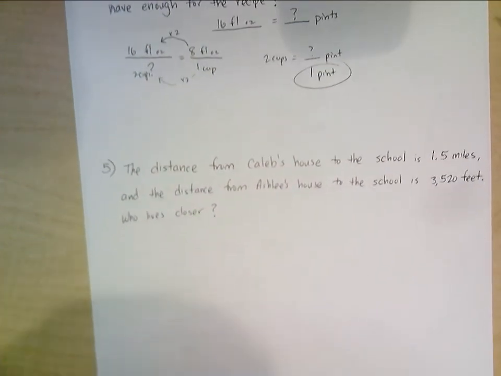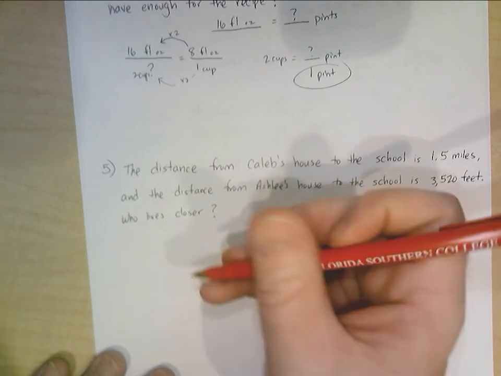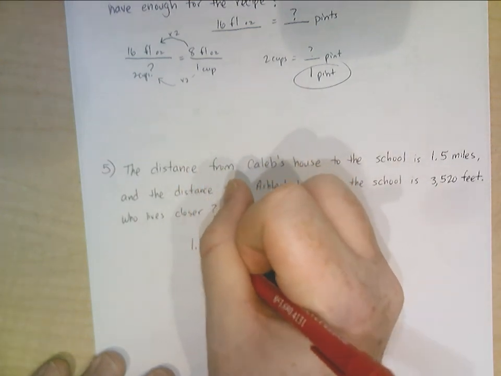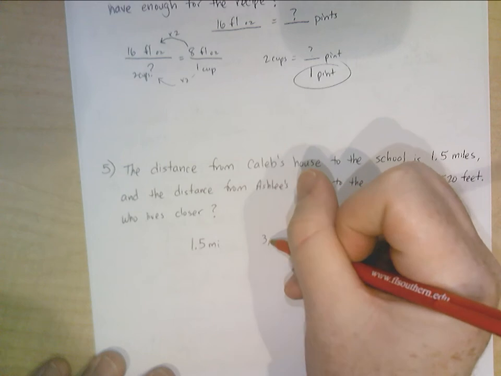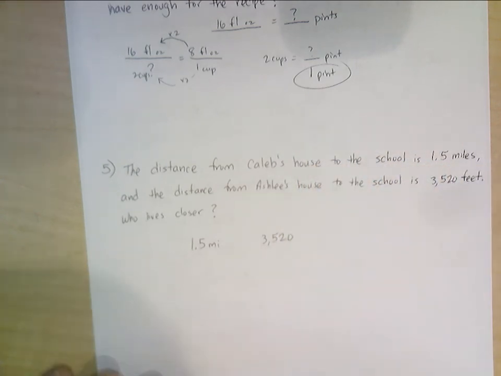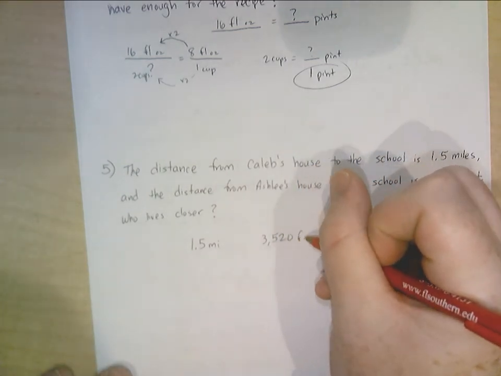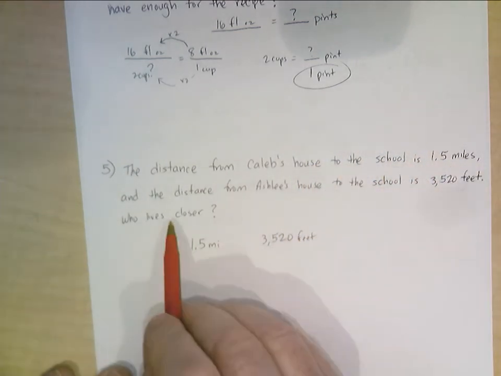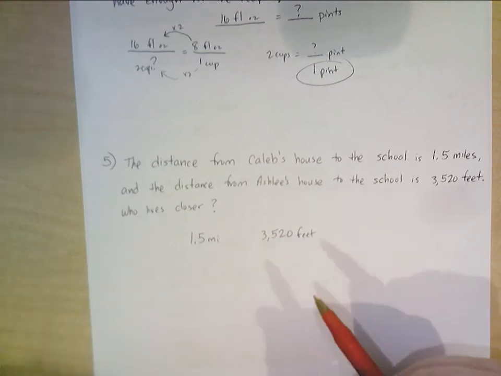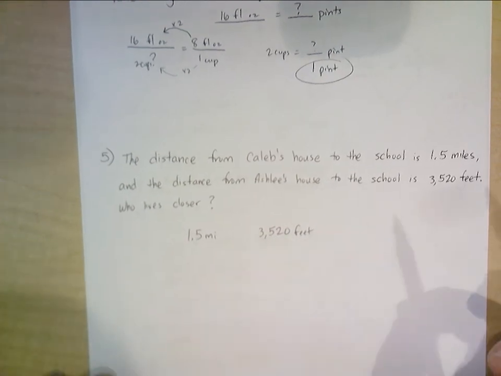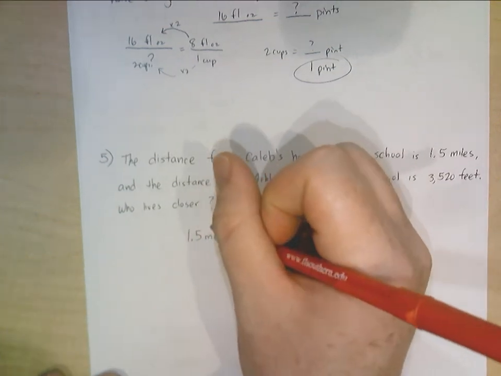And then number 5, the distance from Caleb's house to school is 1.5 miles, and the distance from Ashley's house to school is 3,520 feet. So you want to find out which one's smaller, because it says who lives closer. We don't want to know which one's bigger, we want to know which one's smaller. So we can convert either one of these to feet. I'm going to convert this to feet.